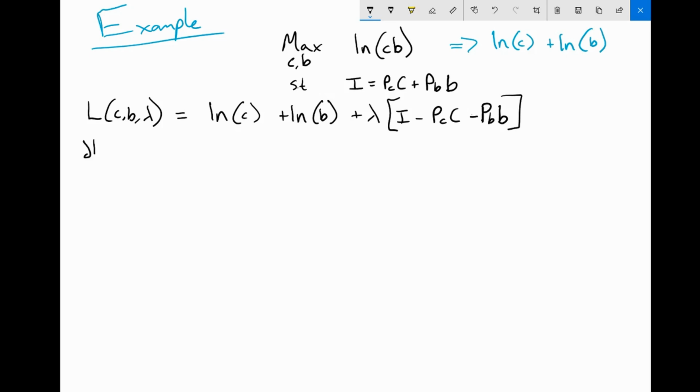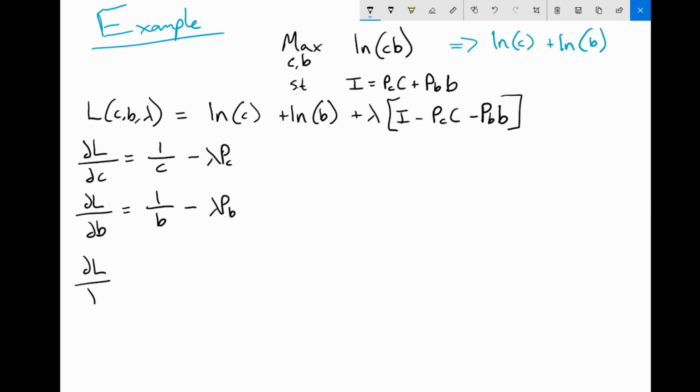Step one, we've got to find the derivatives with respect to C, so that'll be 1 over C, minus lambda PC. Derivative of L with respect to B, 1 over B minus lambda PB. Derivative with respect to lambda is just going to give us our budget constraint again. Now, second step, we create our first order conditions. That means we set all of our derivatives equal to 0, because the maximum point is going to be where the derivatives equal 0.